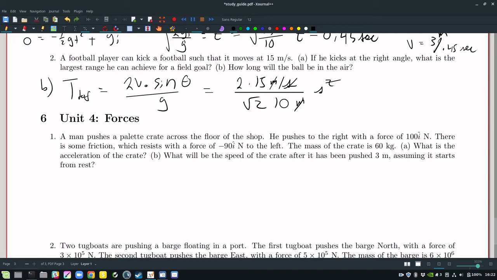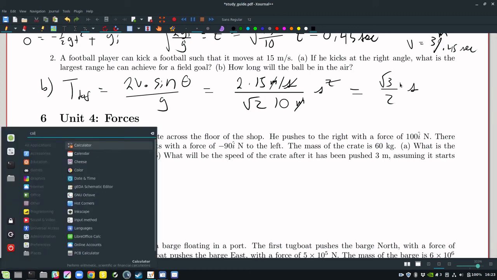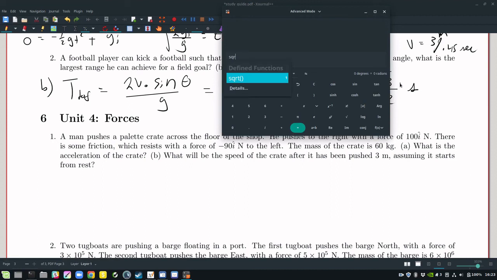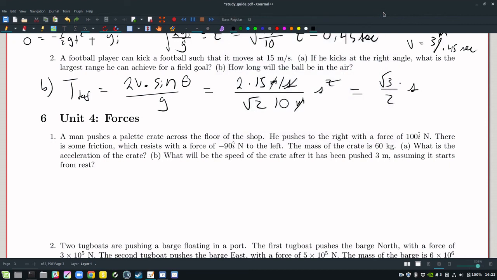Again, 2 times 15 is 30 divided by 10 is 3. And so we have the square root of 3 over 2 seconds. How many seconds is that? Square root of 3 divided by 2, 0.86 seconds or so. I think I'm forgetting a factor of 2, though. No, I'm not.